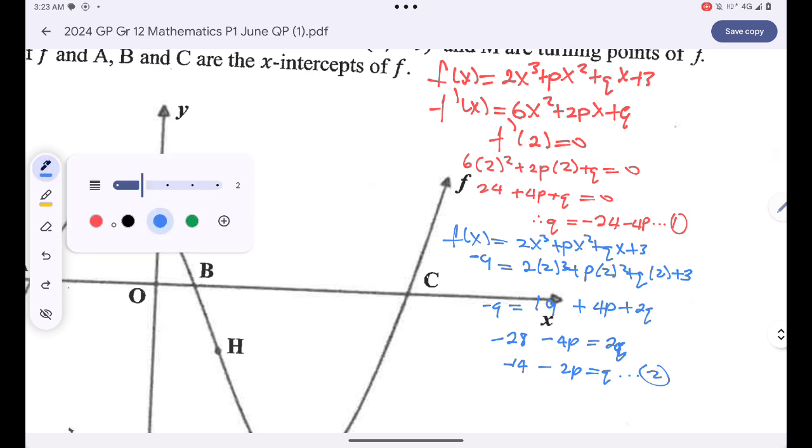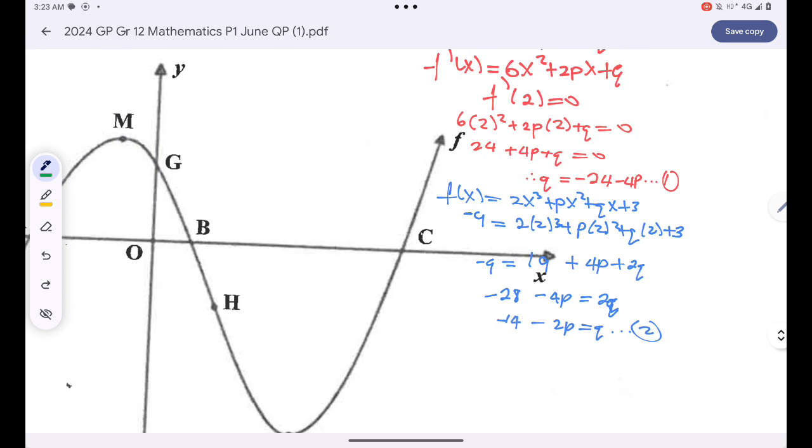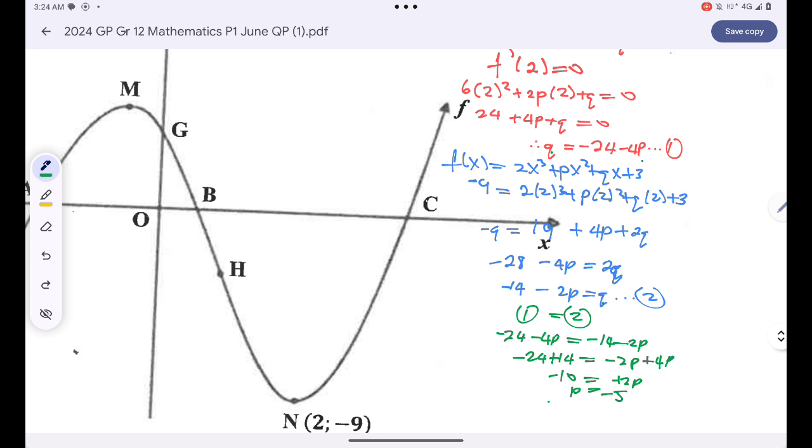So I can simply say equation 1 is equal to equation 2 because I have q is equal to something, q is equal to another thing. That's -24 minus 4p is equal to -14 minus 2p. Okay, then now I just have to group the like terms. I'll have -24 plus 14 is equal to -2p plus 4p. That's -10 equals 2p. Therefore, p is just -5.